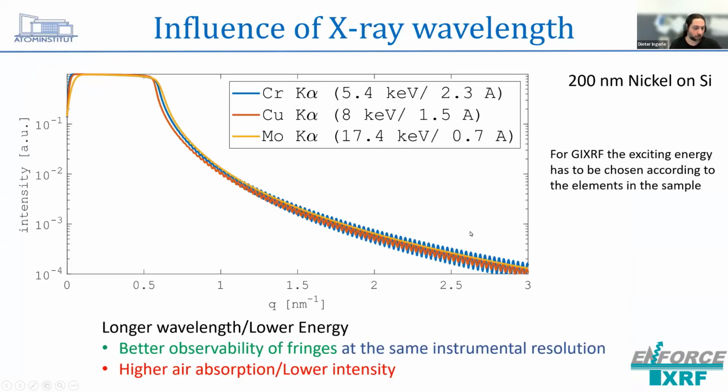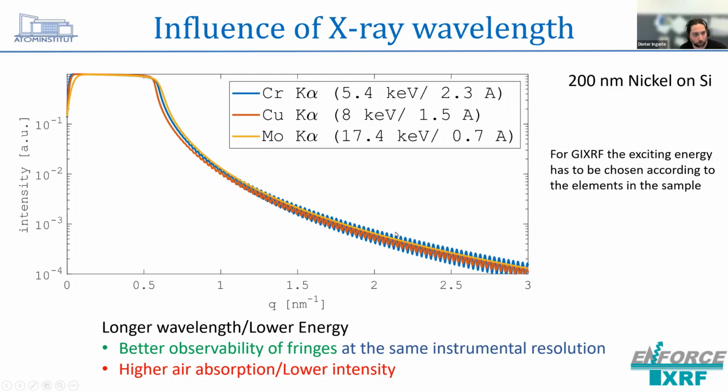So as I said, we can have different energies for the fluorescence. That's helpful for the fluorescence, but it's also helpful for the reflectivity if you look at different energies. For example, here, this is calculated for the same instrumental resolution, for a relatively thick sample, like 200 nanometer nickel on silicon. We can see that for the molybdenum, we have practically no longer any interferences visible.